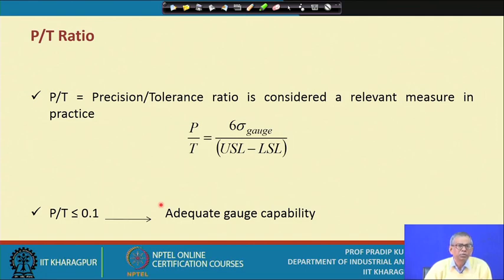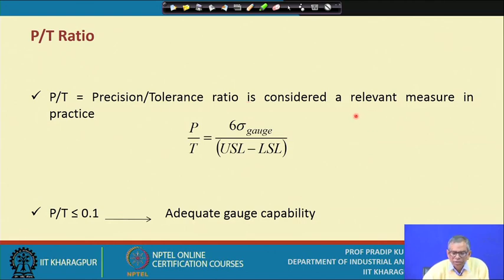Now in industries or in manufacturing organizations at the shop floor, what you find is that many a time when you refer to these concepts, a measurement error, they might refer to one particular ratio that is called the P by T ratio. P stands for precision and T stands for tolerance. So, precision to tolerance ratio. Now what is this precision to tolerance ratio?